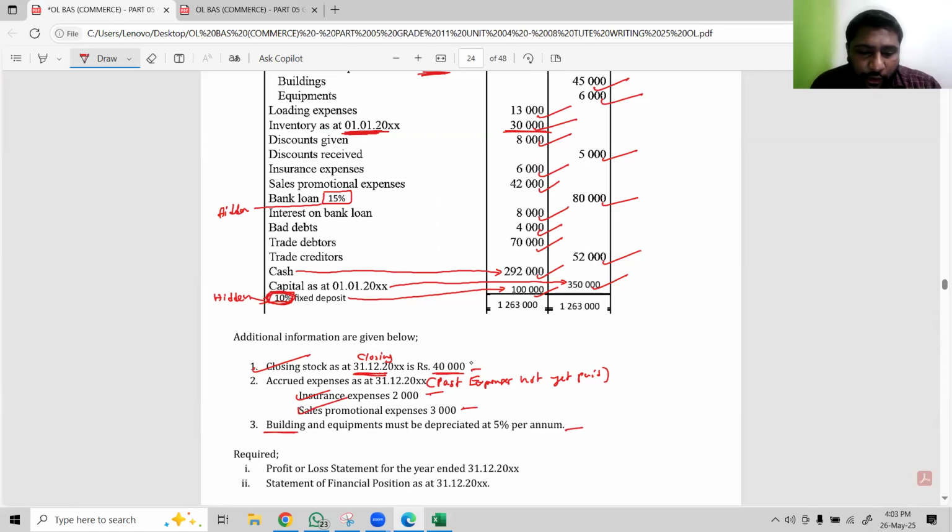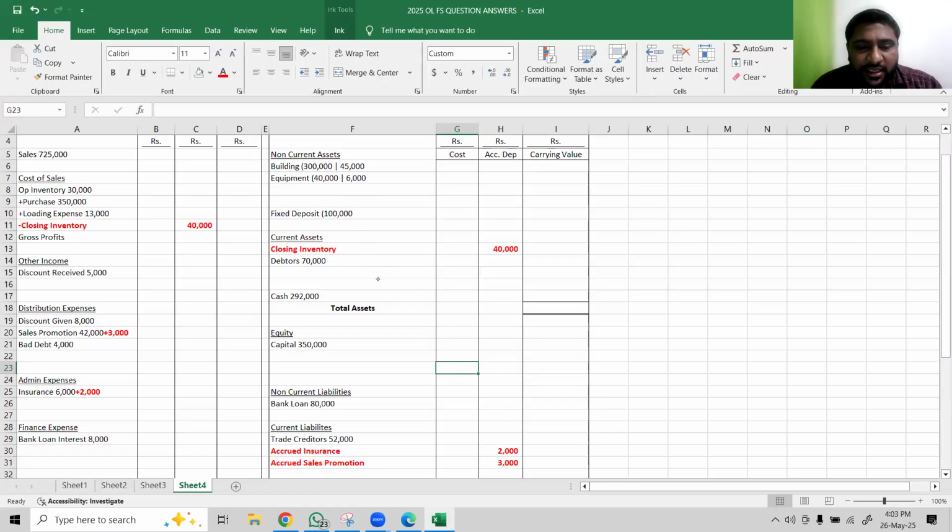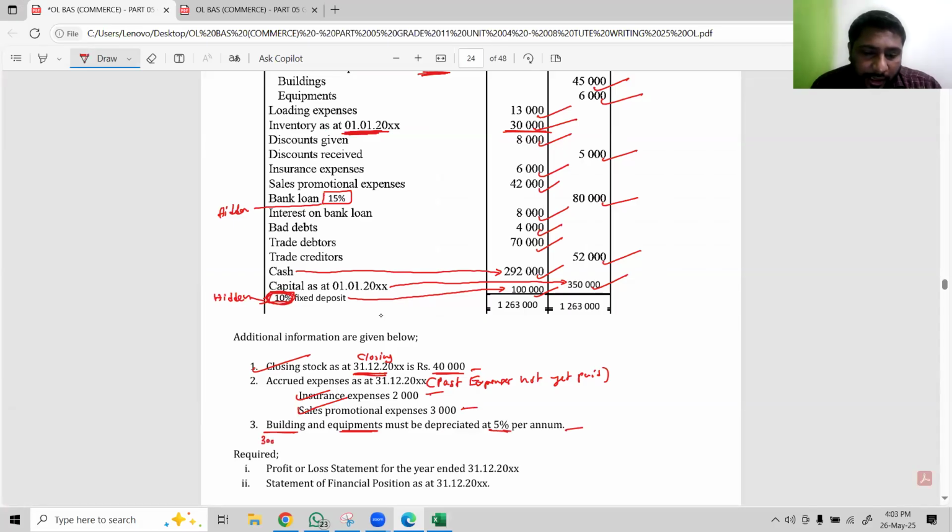Next one, building and equipment should be depreciated 5%. So the building cost is 300,000, 5%, which is 15,000. You should be able to get these numbers quickly, to work them out in your head. If you are good in maths, generally you can. 300,000, 10% is 30,000. 30,000 half is 15,000. That means 5%. There are different ways you can get the answers.